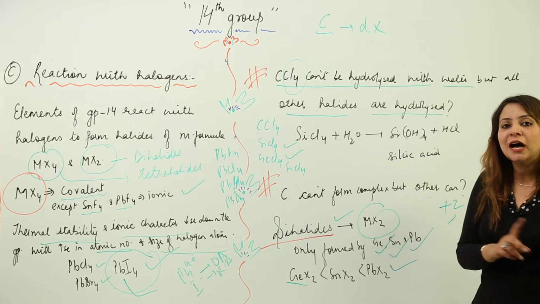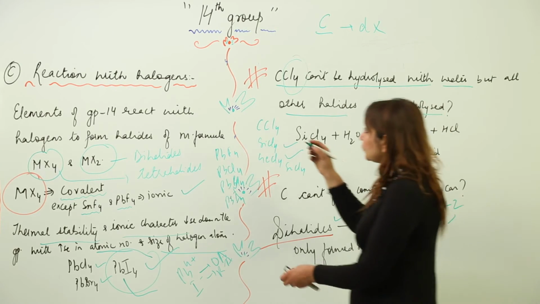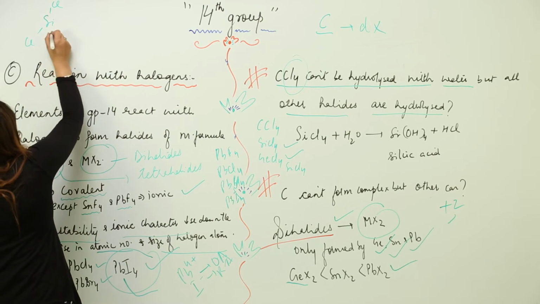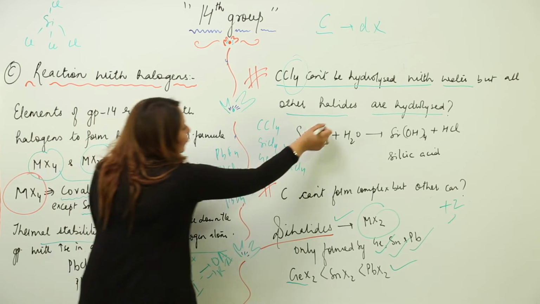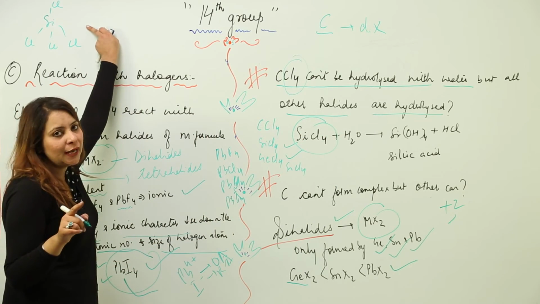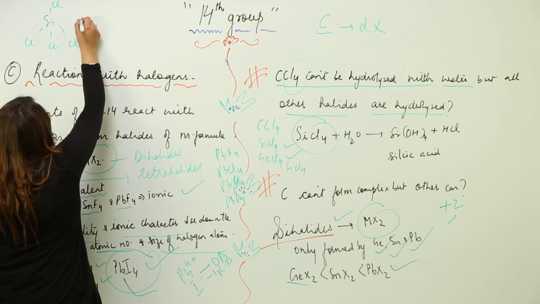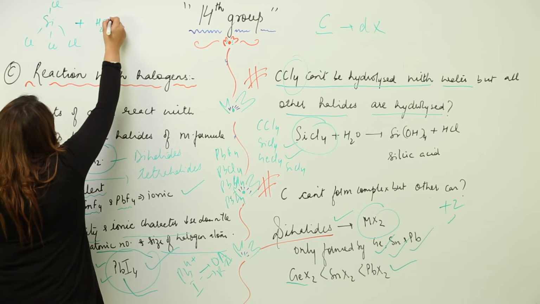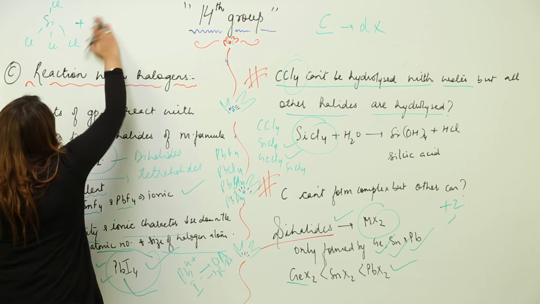Now I will show you how this hydrolysis takes place. See, let us say this is silicon holding 4 chlorines. This is the formula for silicon tetrahalide, and the structure is this because it is sp3 hybridized. Now, if I react it with water, we know that water has 2 lone pairs, right? I will just make an open structure.